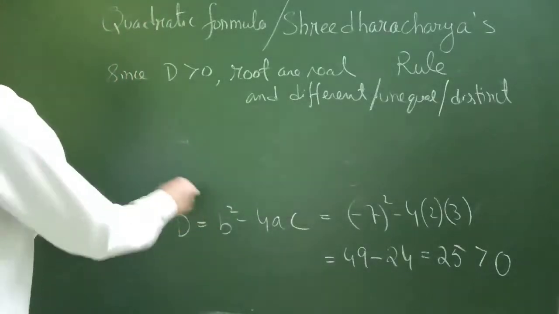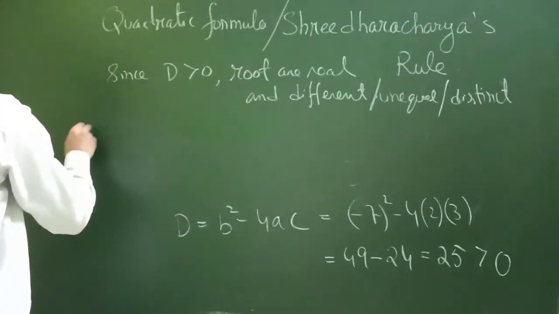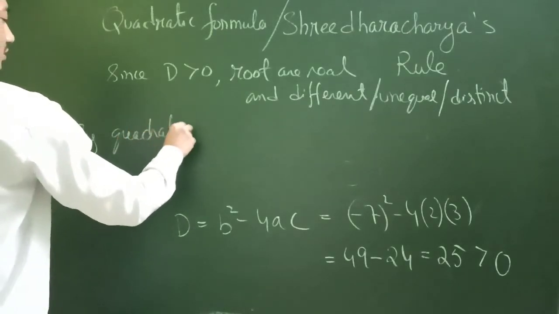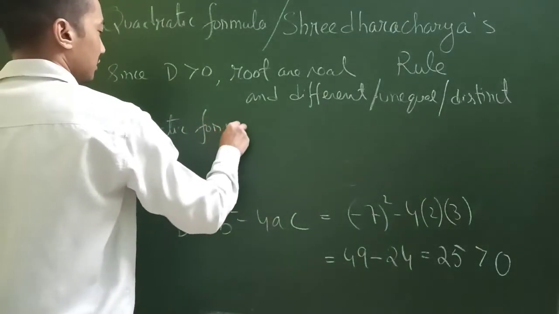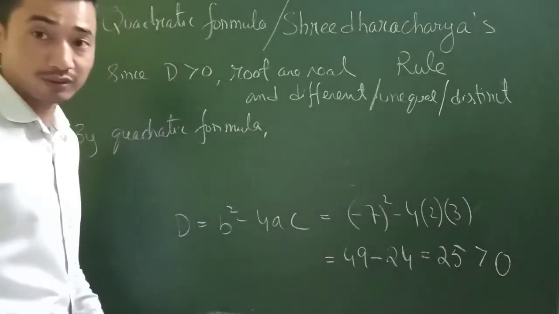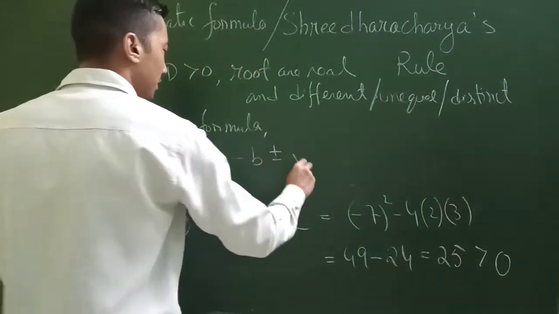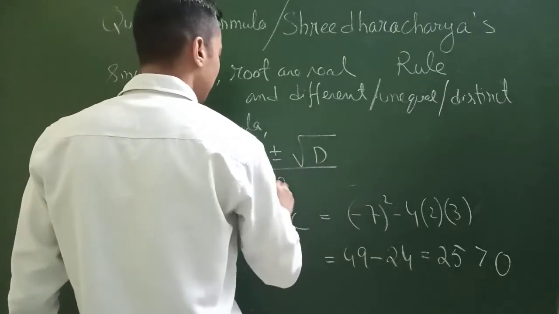Okay, so now let's use the quadratic formula. By quadratic formula, this is the quadratic formula. It says x is equal to minus b plus or minus root over of D divided by twice of a.